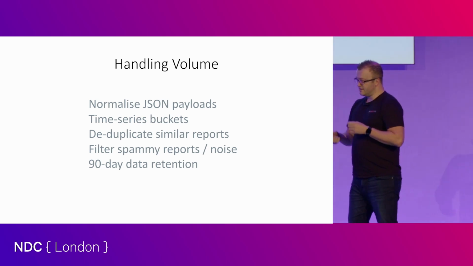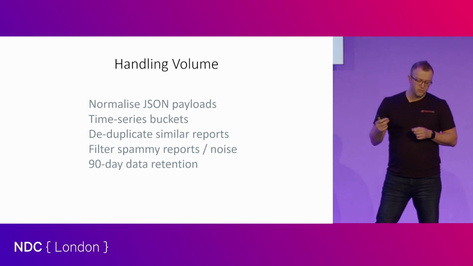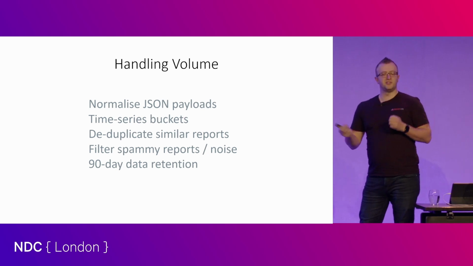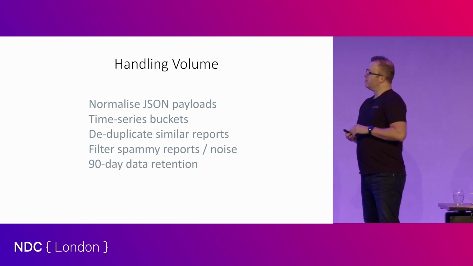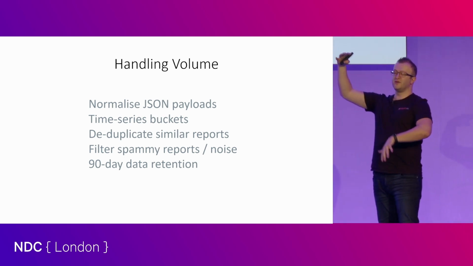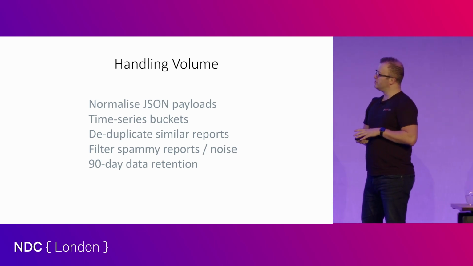Deduplication, again, this was slightly further than normalizing the JSON. Some browsers would include fields that are not in the standard, like extra information to try and be helpful, I guess. But these were cluttering up the UI, because you would have multiple different reports in the UI that essentially track back to the same problem. So we would try and flatten those down also.